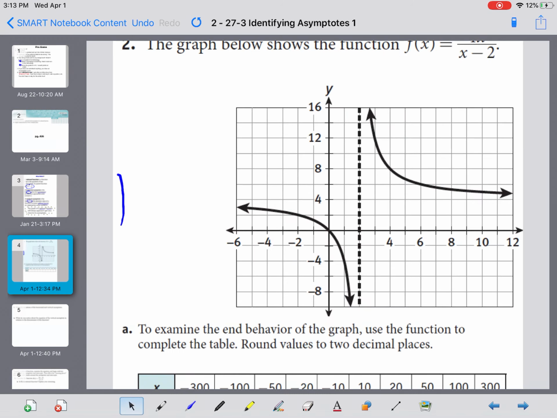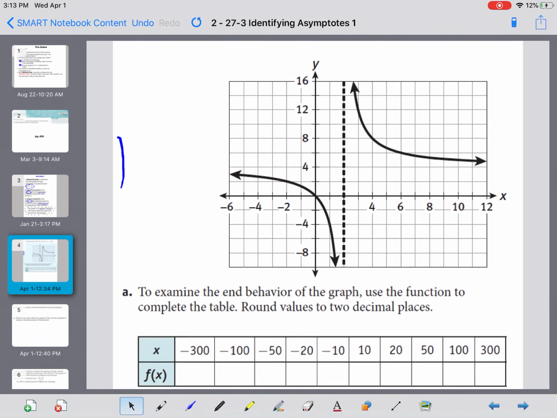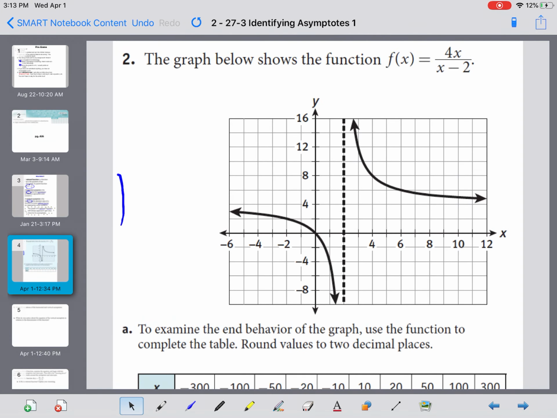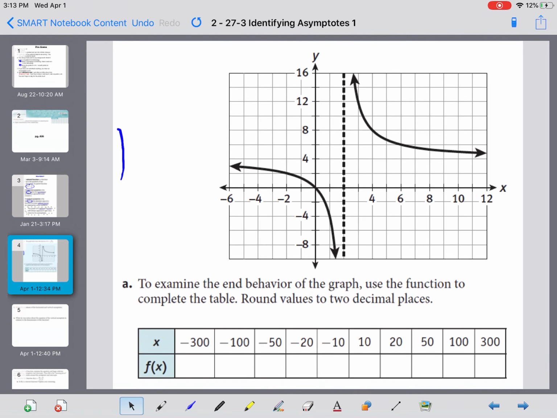So let's do that. Go ahead and pause the video here if you can. Take a minute or two and fill out this table. You're plugging those x values into that f of x you see at the top of the page.